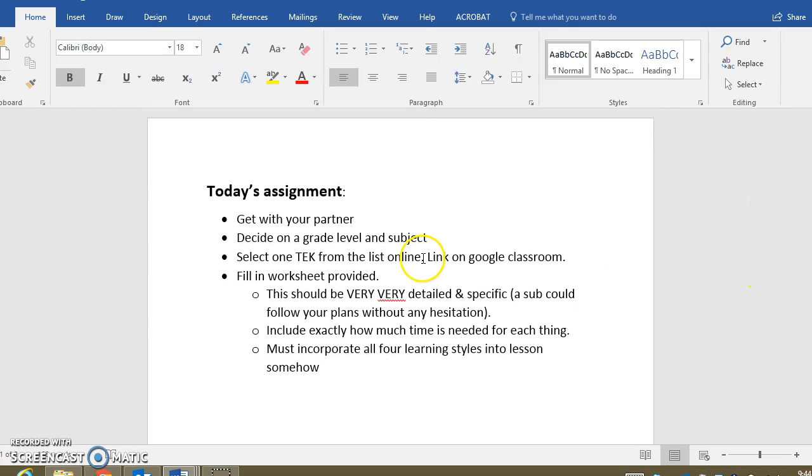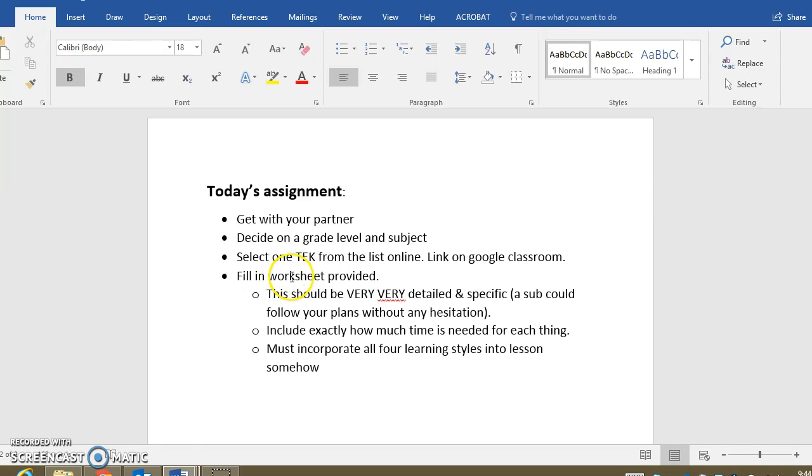Today, like I was mentioning, you're going to get with your partner. You're going to decide on a grade level and your subject that you're going to teach. Then you're going to go to the TEKS. You're going to pick one. I wouldn't spend too much time stressing about it, but maybe pick a TEK where you feel like it might be kind of easy to teach. Maybe you can think of a lot of ideas for it. That might be a good idea.